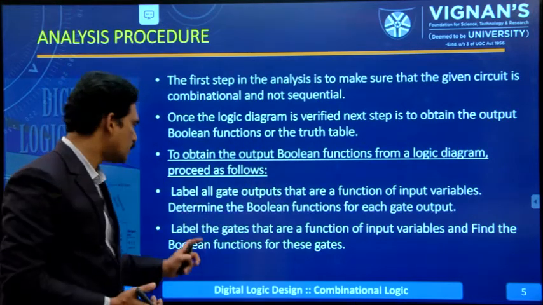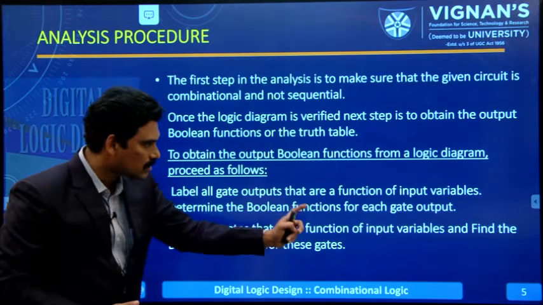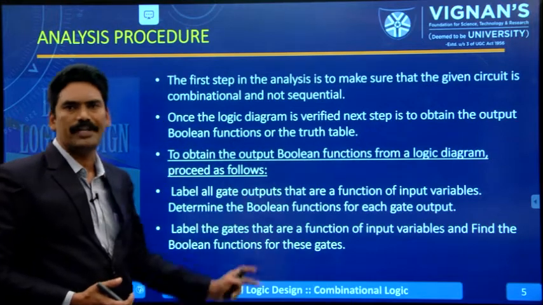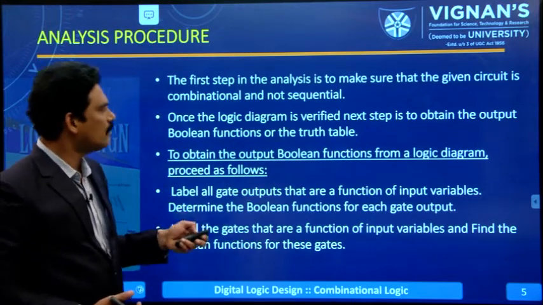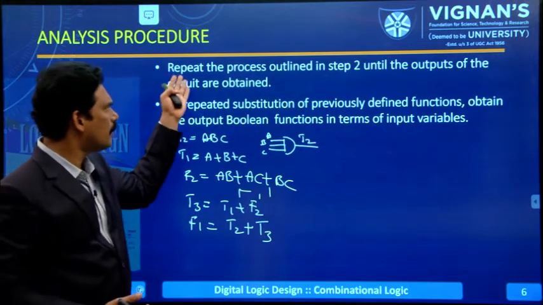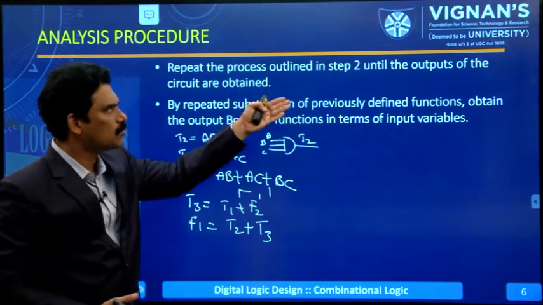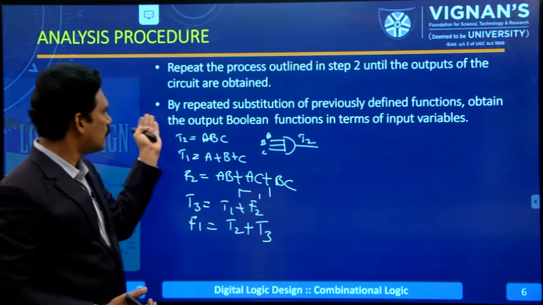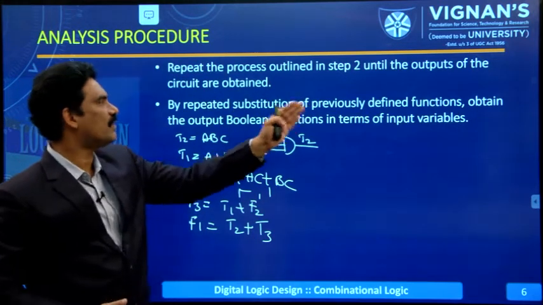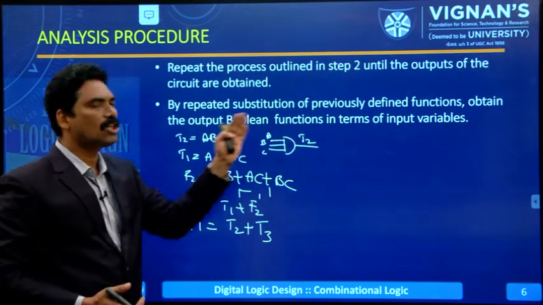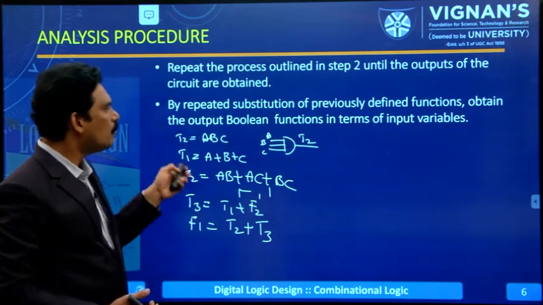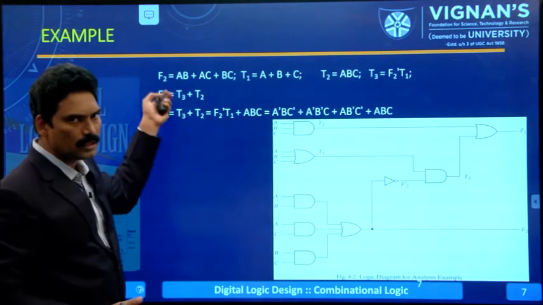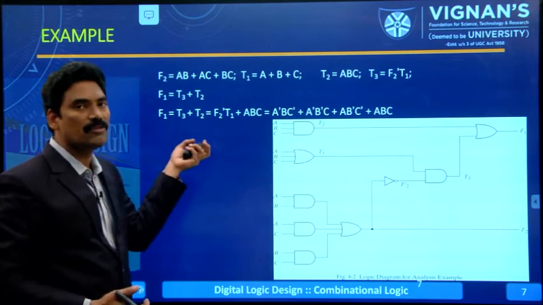Next, the second one is label the gates that are a function of input variables and find the Boolean functions for these gates. We have identified. Then what is the next step? Based on that, repeat the process outlined in step 2 until the outputs of the circuits are obtained. And by repeated substitution of previously defined functions, obtain the output Boolean functions in terms of input variables. These are the output Boolean functions in terms of input variables.